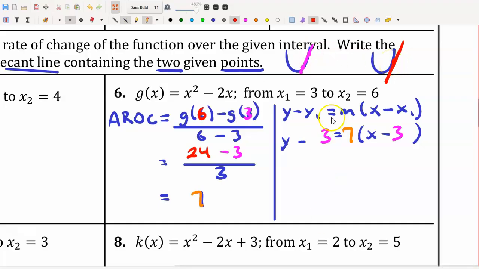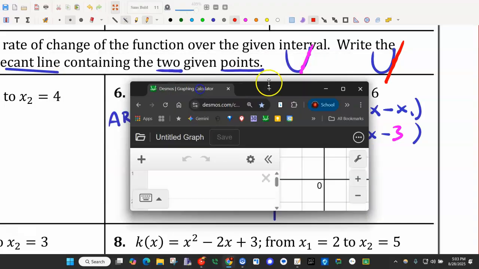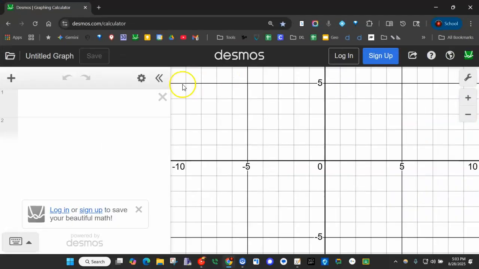Now, what does this actually mean? It looks like this, but I want to show you how you can use Desmos to help you out on these problems. Okay, so I'm going to open that up, and a graphing calculator will work as well.